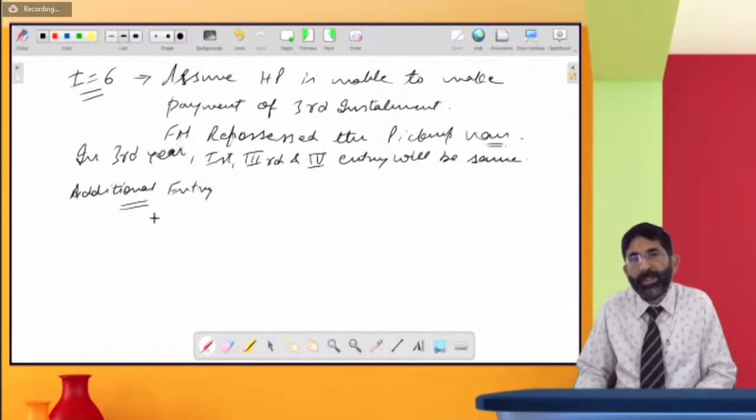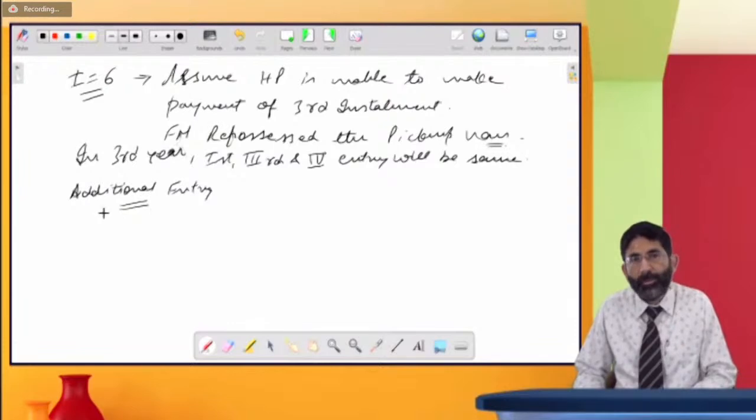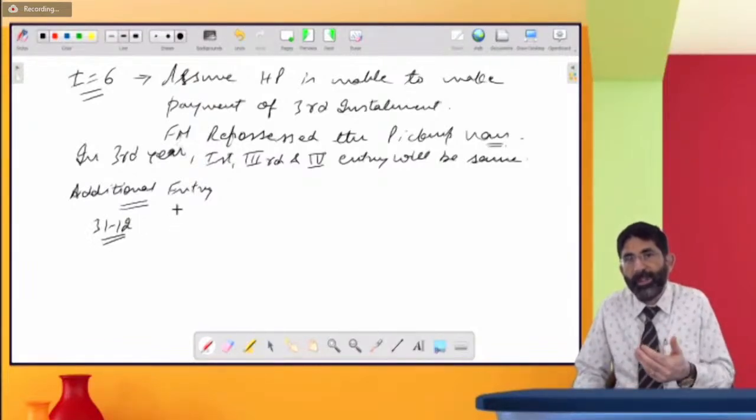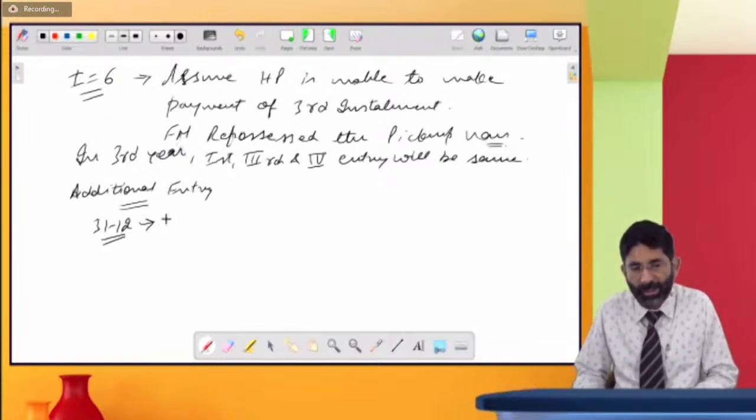So what will be the additional entry? Obviously, your vendor will come and repossess the goods. Assume we have not made payment on 31st of December, and on the same date, 31st of December, he has repossessed the goods. Obviously, it will vary if dates are different. So I'm first of all taking an assumption that goods are taken over on 31st of December. So when goods are taken over on 31st of December, what will be the entry?